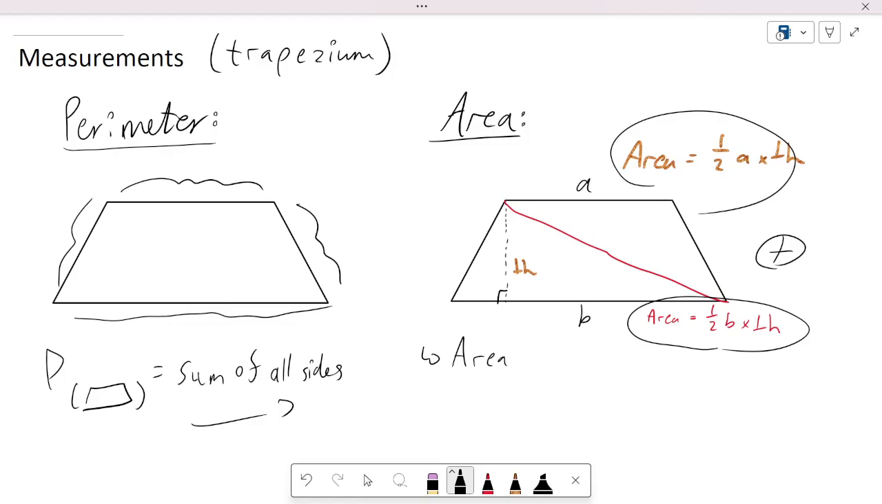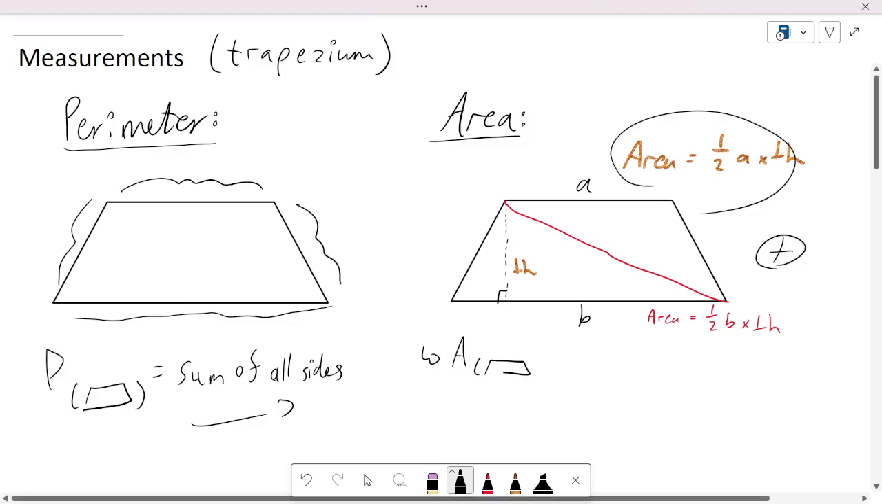And this is how we derive the area of a trapezium. So let me write it like this because I've been doing it the whole time. Okay. So the area of the trapezium is the sum of those two. So it'll be a half A times the perpendicular height, plus a half multiplied by B times the perpendicular height.